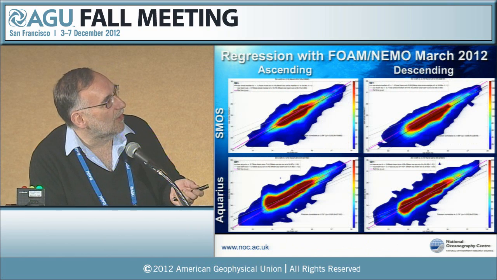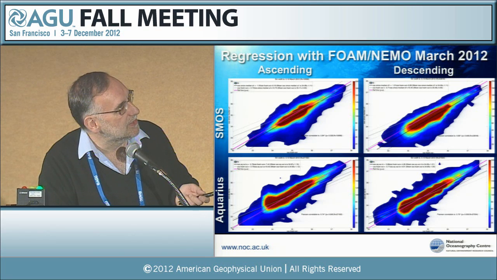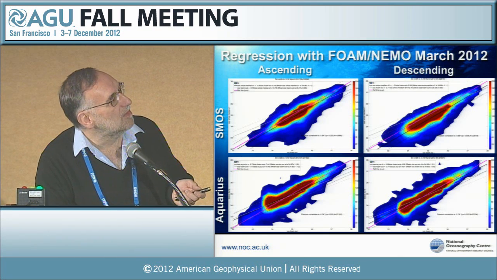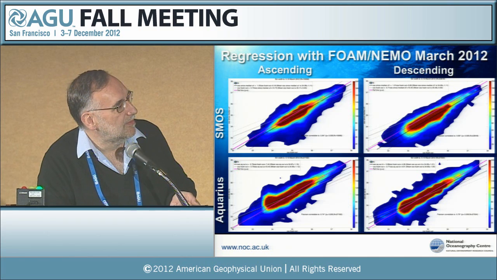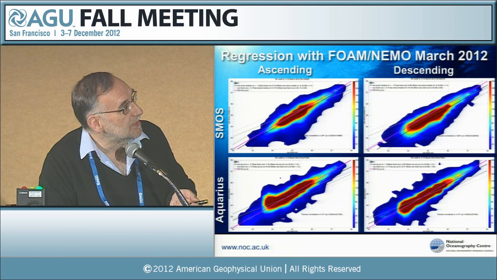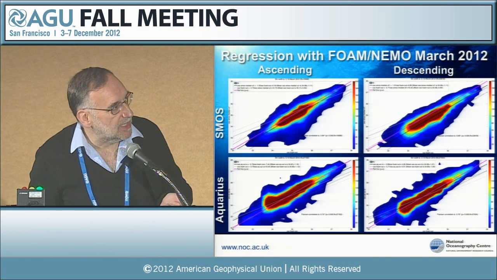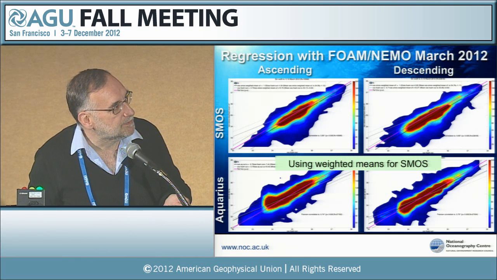If you now start correlating the various quantities, so this is ascending, descending, SMOS, Aquarius against Foam, you can see that the density of data is the color, and you get quite high correlations, and the results are looking reasonable, but there are some areas where there are strange things going on which we haven't quite worked out the explanations for. But overall, we are getting more confidence in the data and think that the results that we're getting are becoming believable.